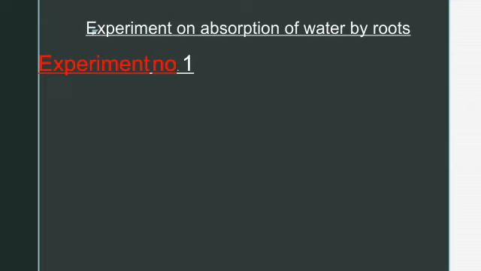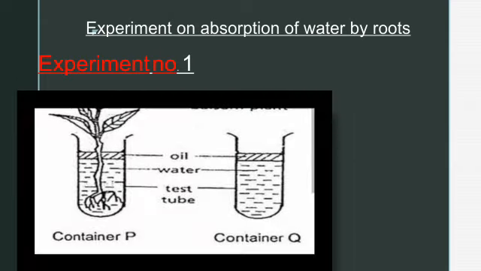Experiment number 1. We have taken two containers P and Q, both filled with water, and we have also poured some oil on the top. Do you find some difference in both the containers? Yes, container P has a plant in it, but container Q just has oil and water. In this setup, container Q is a control. Control is a setup in which the condition under study is absent. Hence, the plant is absent.